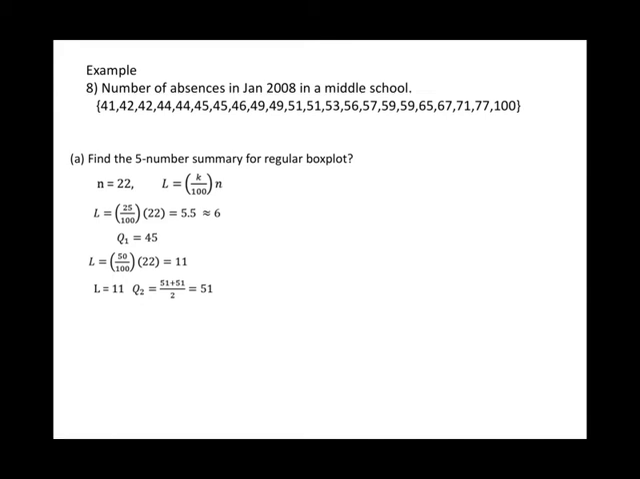Q3: you should get not a whole number, so round up to 17. The position of the 17th value will be 59. Then the 5-number summary: what is the minimum and what is the maximum? You should get this. Minimum is 41, maximum is 100. And I have Q1, Q2, Q3. So this is the 5-number summary.